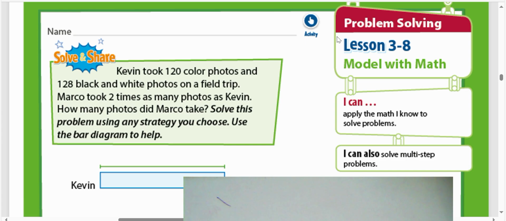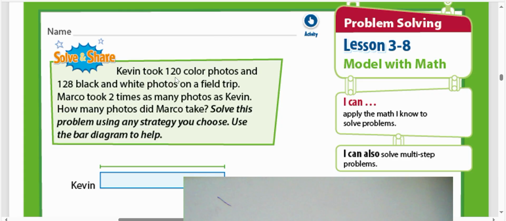Today we'll explain from Envision Math, first book, volume number 1. Topic number 3, lesson number 8, model with math. Problem solving. In these examples, you can apply what you know about math to solve problems. This question contains addition and subtraction of two numbers, and also we have a product. Then we must pay attention to this question, okay?